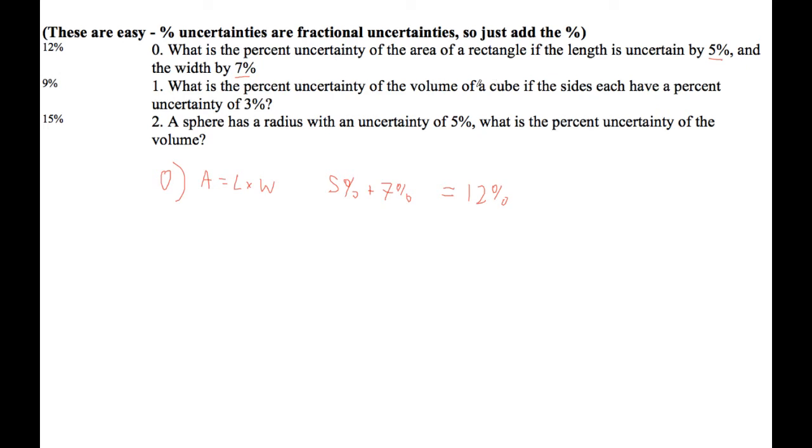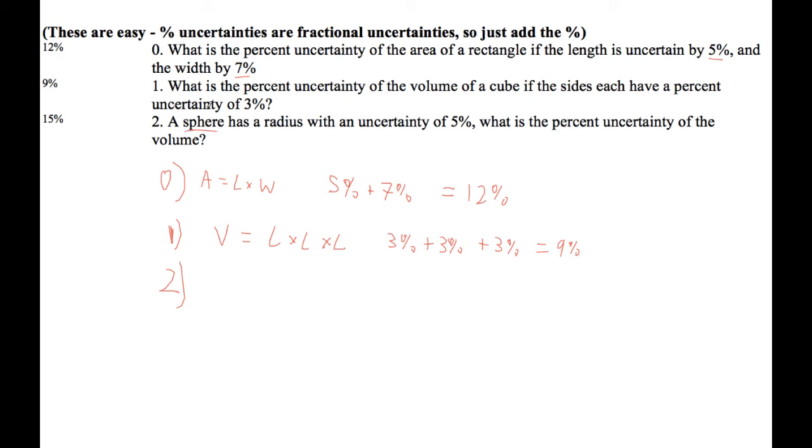And then this is the volume of a cube, and the sides each have a percent uncertainty of 3%. So for one, basically the volume is length times length times length. So it's 3 times that. The uncertainty would be 3% plus 3% plus 3%, which is 9%. You could also use the power rule and get that it's L to the third, and then it would be 3 times 3%. You'd be set.